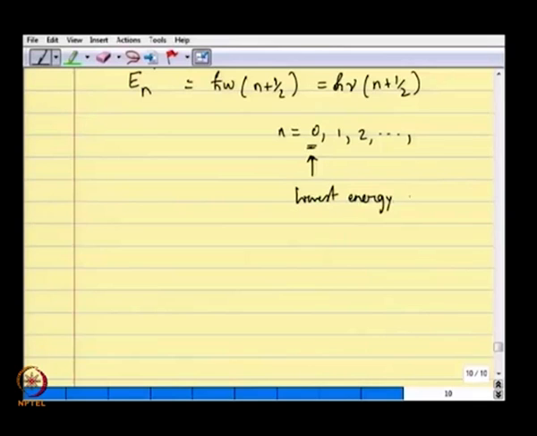Also, the harmonic oscillator is one dimensional. The harmonic oscillator energies are non-degenerate. Okay.